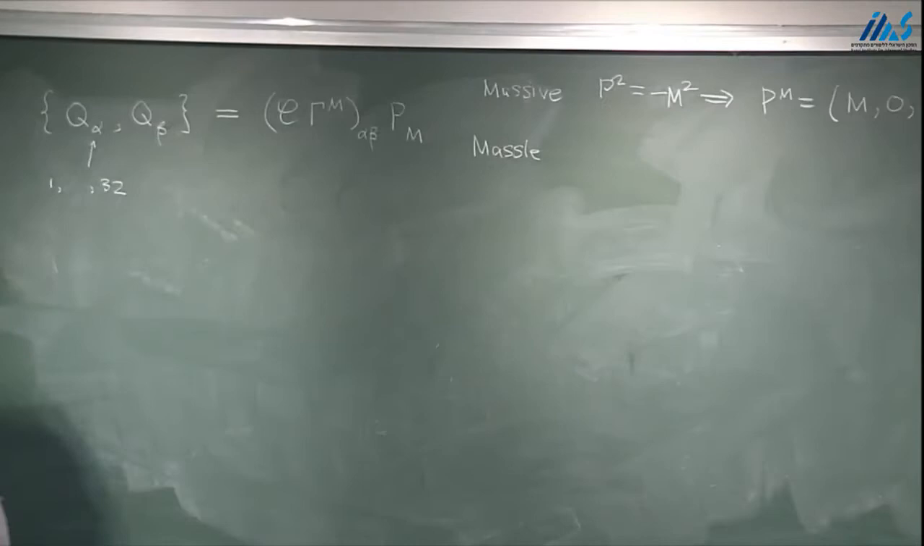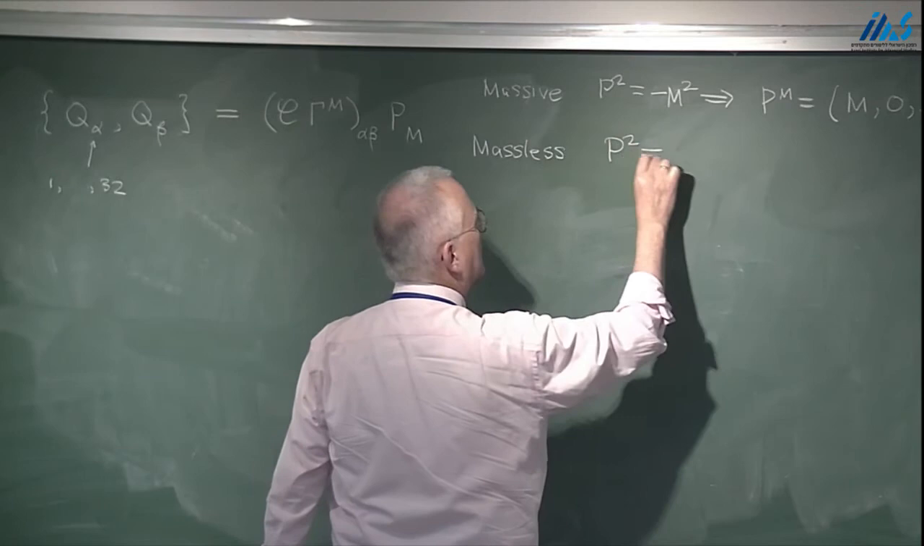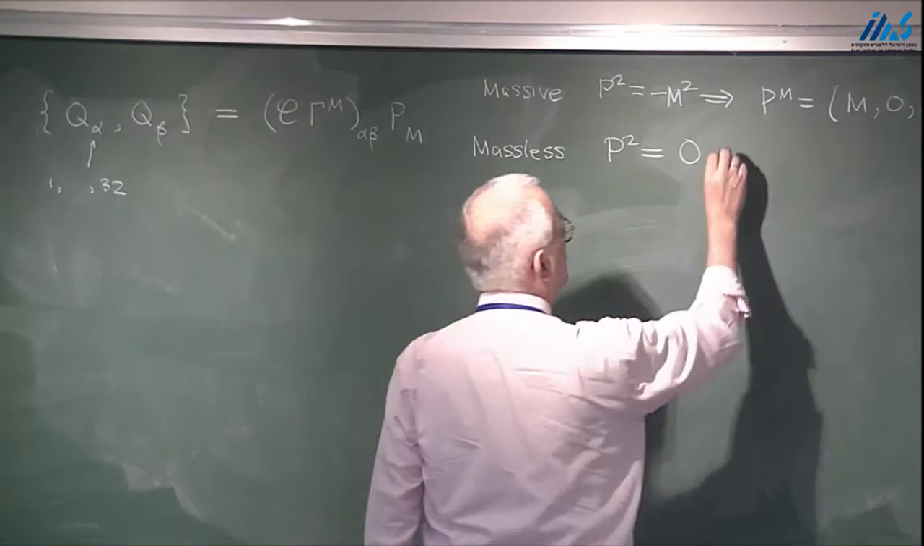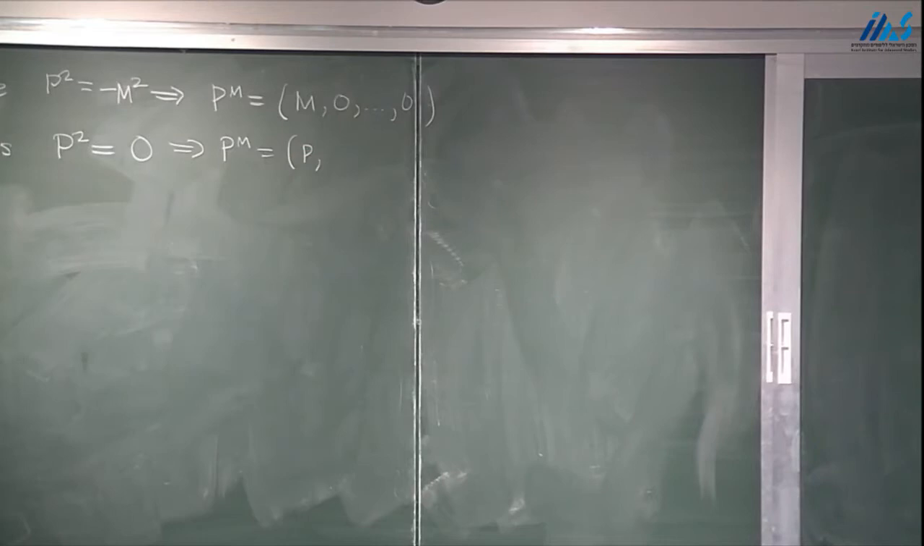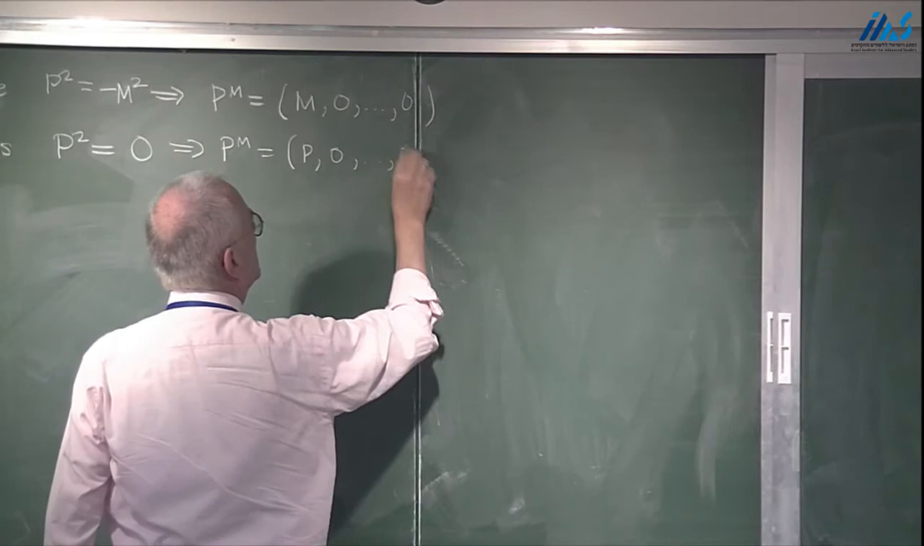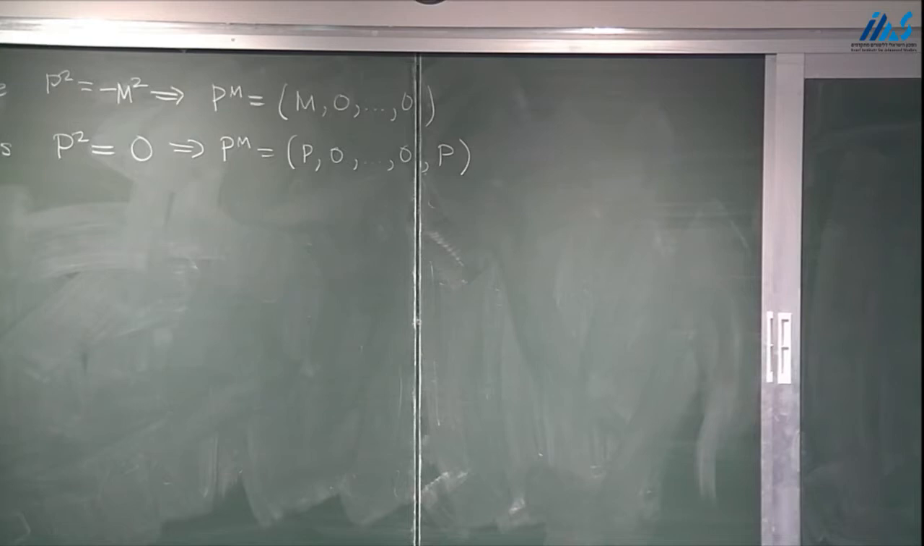In this case, you have P squared equal to 0. In this case, of course, there's no rest frame. And then what you do is you go to a frame where P_m is equal to P, where P is just some positive number, and then 0, 0, and the last component, the 10th or 11th component in our case, is also equal to P. So this is also the distinction you make in ordinary quantum field theory, and you also make it when you look at supermultiplets.